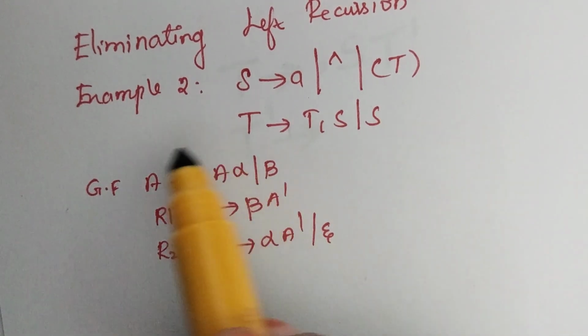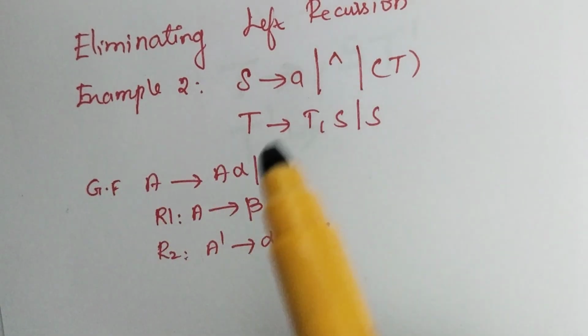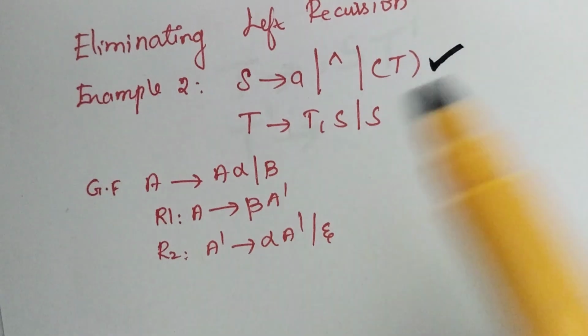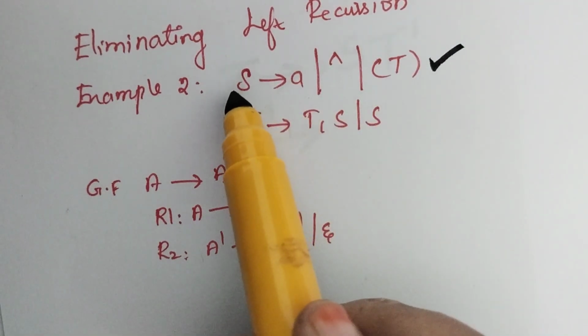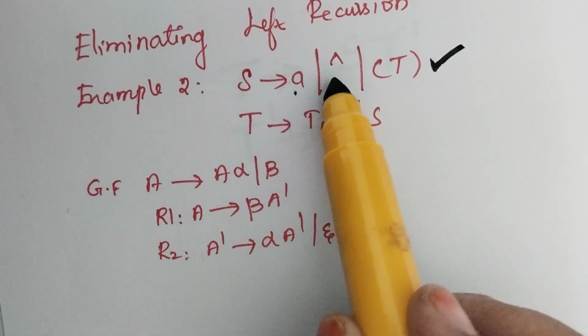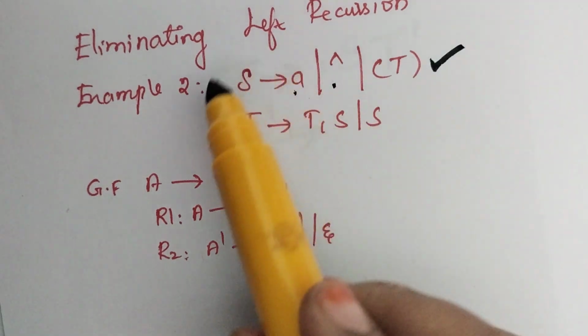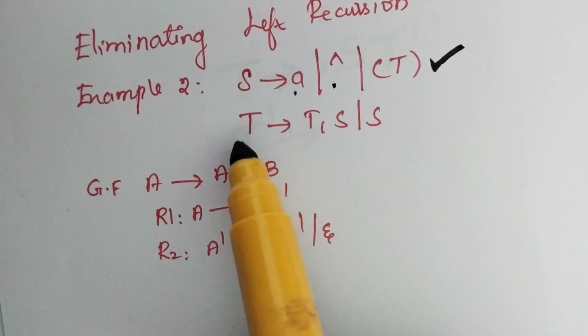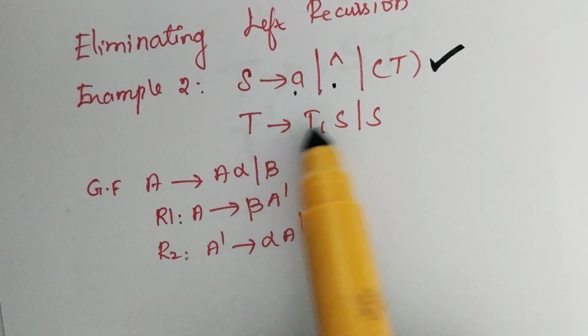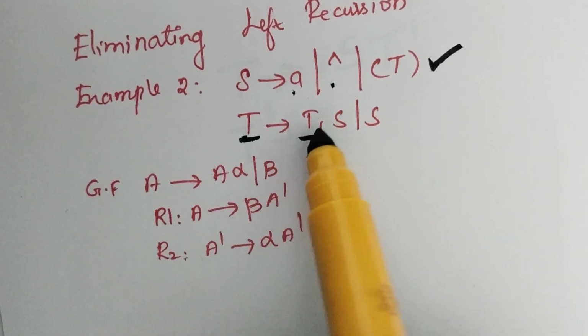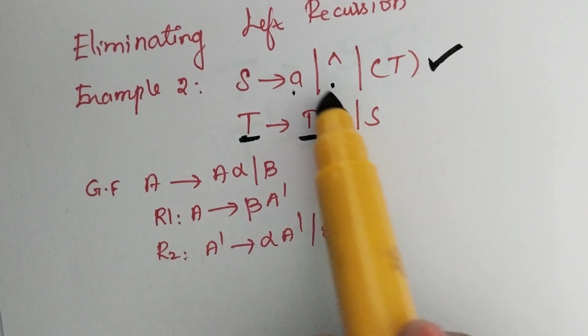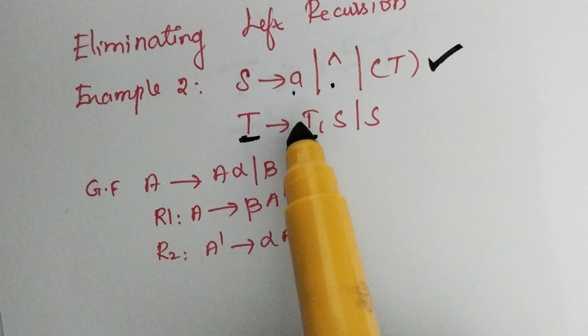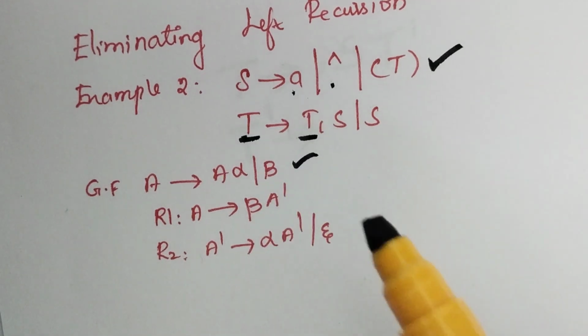Now you just compare this general form with this given production. So there is no left recursion in the first production. That is, the non-terminal S produces, starting with the terminal in all the three productions. So there is no left recursion here. But when you see the second production, T produces T, S. So both the non-terminals are same. Hence this production is having the left recursion as like our general form.